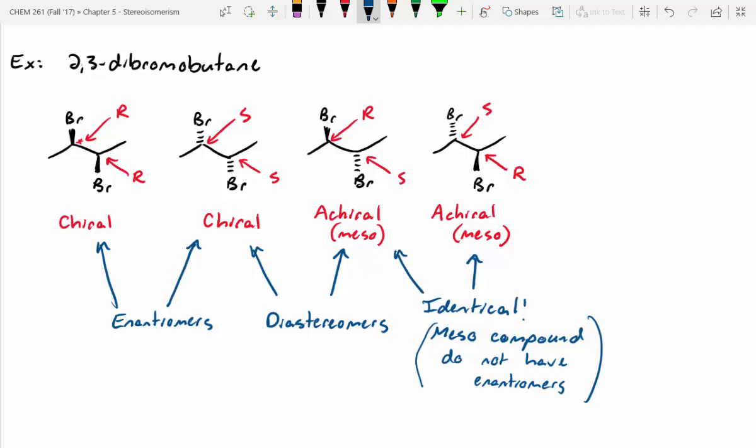All right, let's try another one. Let's try this. Whoop. These two. So first and third, what's the relationship between them? Yeah, diastereomers, definitely, because we did flip one, but we didn't flip the other.